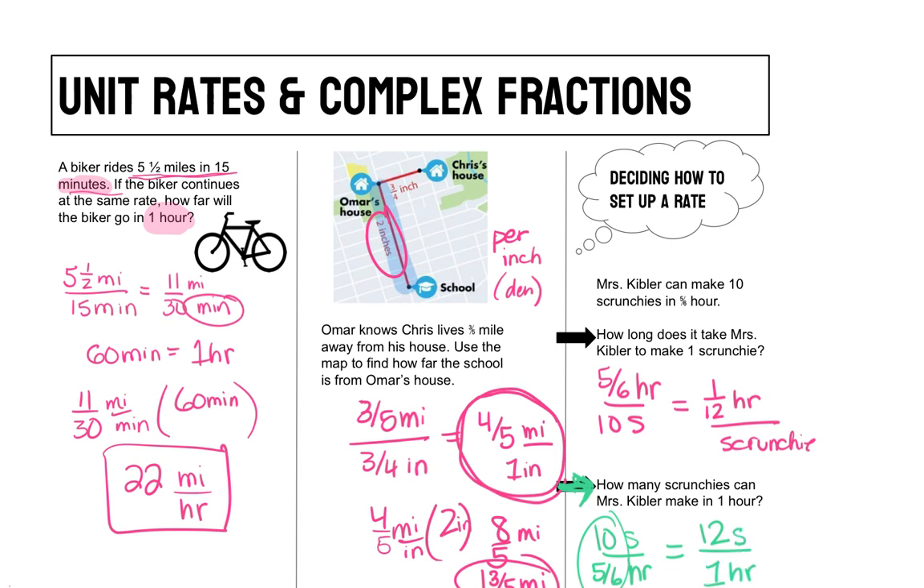So sometimes it just depends on what the question is asking for. Maybe it says that you have 2 hours. How many scrunchies can you make? Then you would multiply this by 2 and you could say, well, I could make 24 scrunchies. So when you're thinking about how to set up rates, think about what you're trying to find one of, and that's what's going to help guide you.